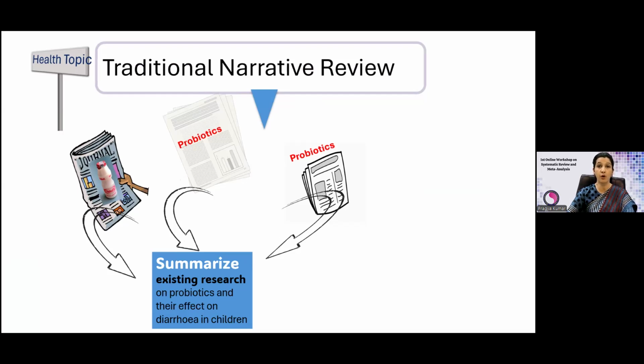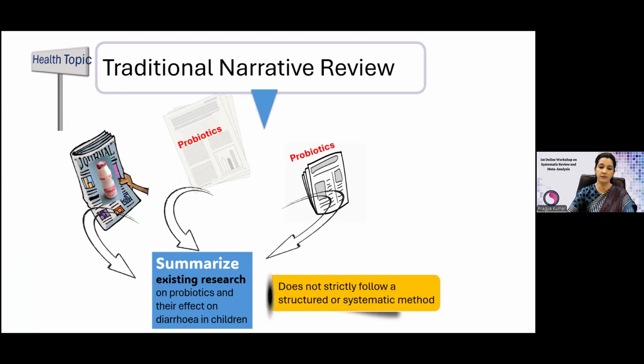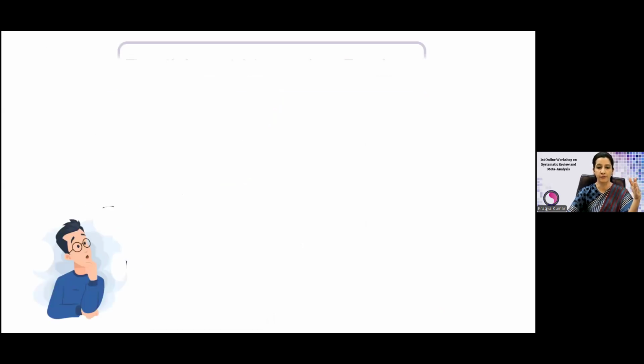So what is your perception regarding a particular topic, your biases, you summarize using that existing research, that is a narrative review. And it does not follow a structured systematic method. You don't go and see so many databases, and there's no strict protocol for a narrative review.